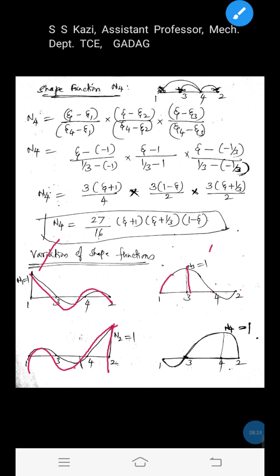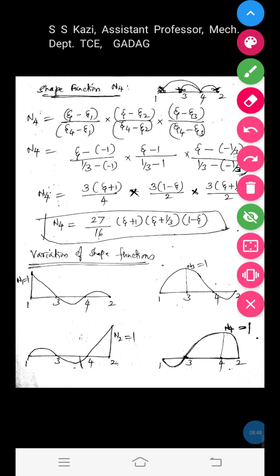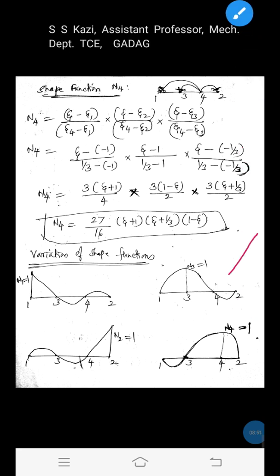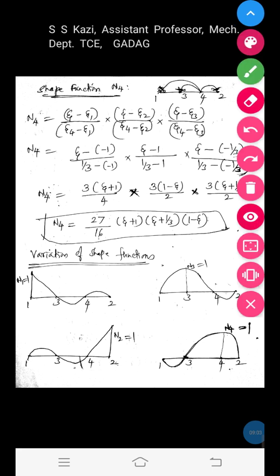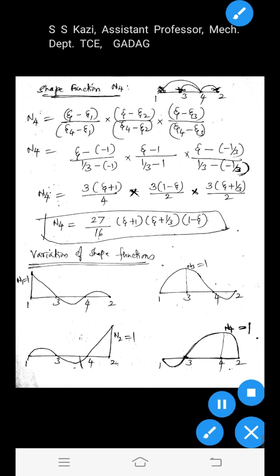N3 is 1 at node 3 and it is 0 at nodes 1, 2 and 4, and this cubic curve represents the N3 expression. At node 4, N4 is 1, and at the other nodes 1, 3 and 2 it is 0, and this cubic curve represents the N4 expression, that is 27/16 into (zeta plus 1) into (zeta plus 1/3) into (1 minus zeta). This is what the variation of the shape function is, cubic. Like this you derive the shape functions N1, N2, N3, N4. This is also one of the derivations which has been asked in one of the previous question papers. Thank you my dear students, I hope you have understood. Thank you, take care, stay safe, stay healthy.